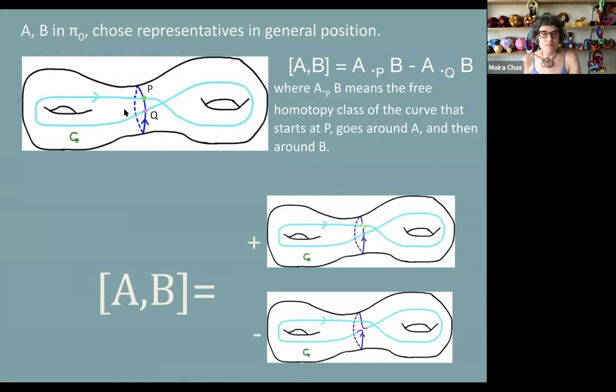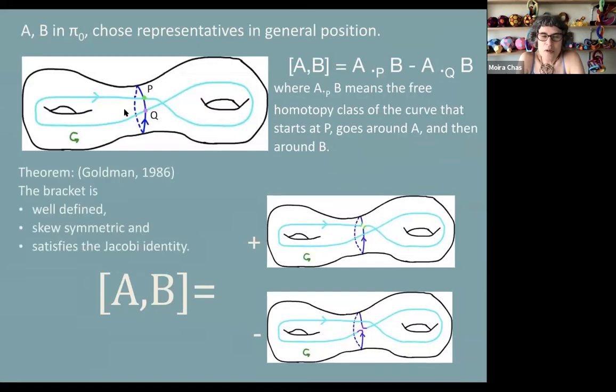And the magic theorem, which was proved by Goldman, is that this bracket is well-defined, skew symmetric, and satisfies the Jacobi identity. And I didn't want to put this. I want to ask you, what is the first thing we have to do? And, well, notice that I choose representatives. So every time you choose representatives, you have to pay the price by proving it's well-defined.